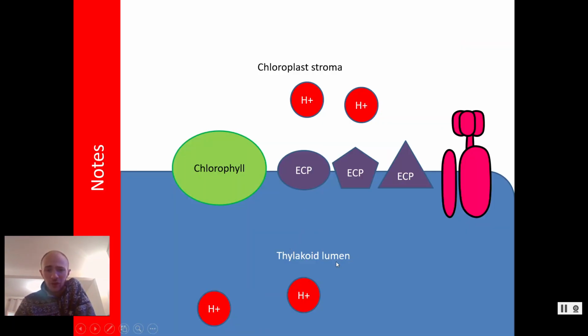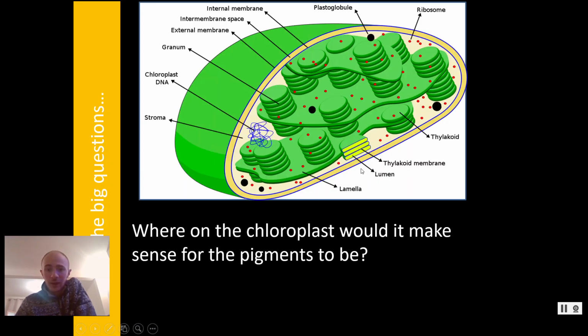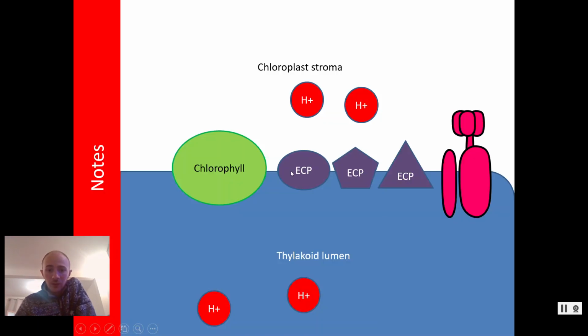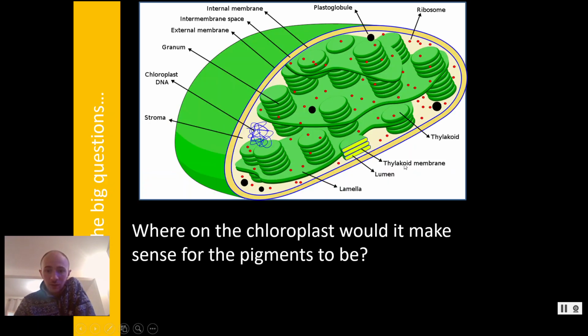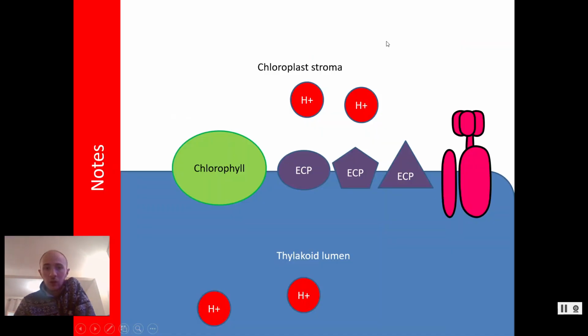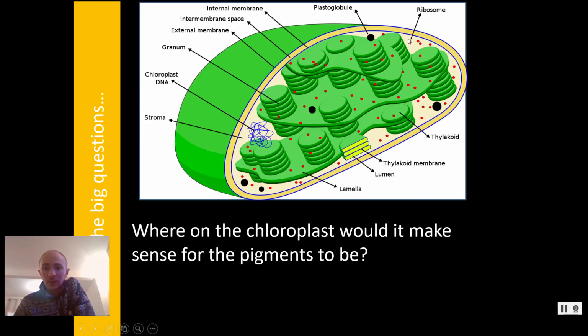So if I have a look here, I've got the thylakoid lumen. I'm effectively looking at that yellow bit there. This membrane, where the chlorophyll and these proteins are found, is this kind of blue membrane here. And then the chloroplast stroma, well, this is this pink bit here.